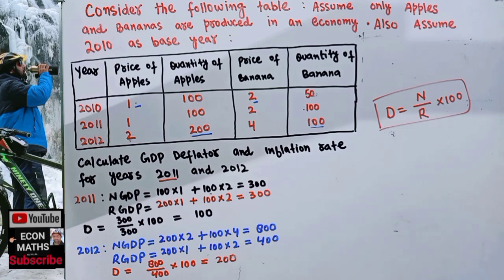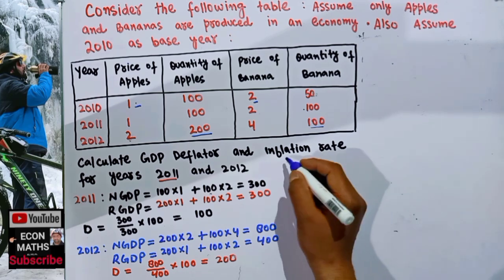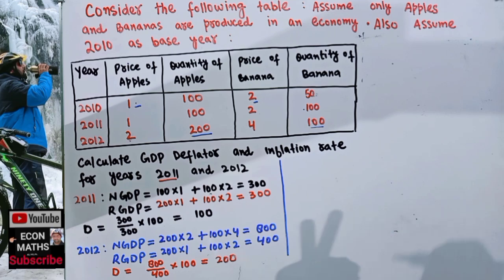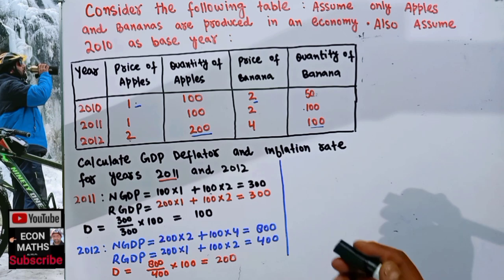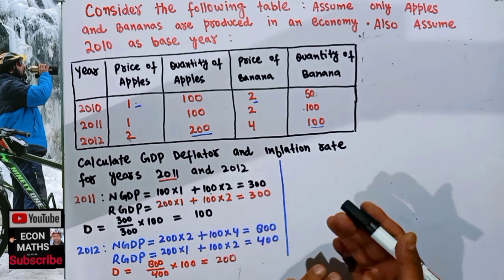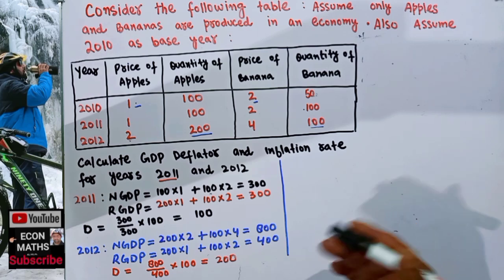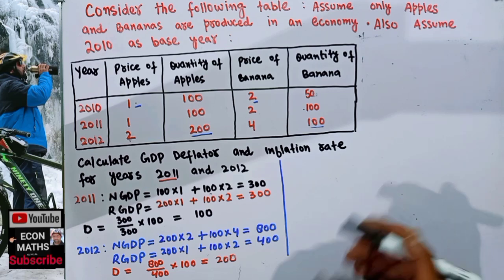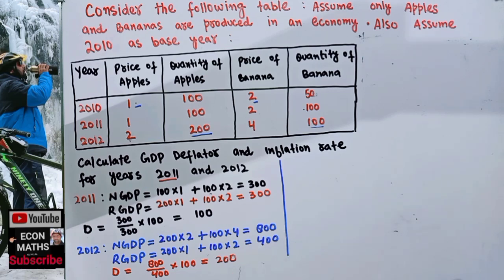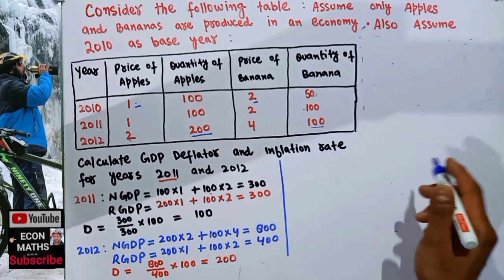Now to calculate the inflation rate, okay, let me rub this out. So to calculate the inflation rate, what we mean is, inflation is the change in the price level over time. Inflation is the percentage change in the CPI between two years. Let me show how to calculate the consumer price index first. To calculate inflation, we need to calculate the consumer price index.